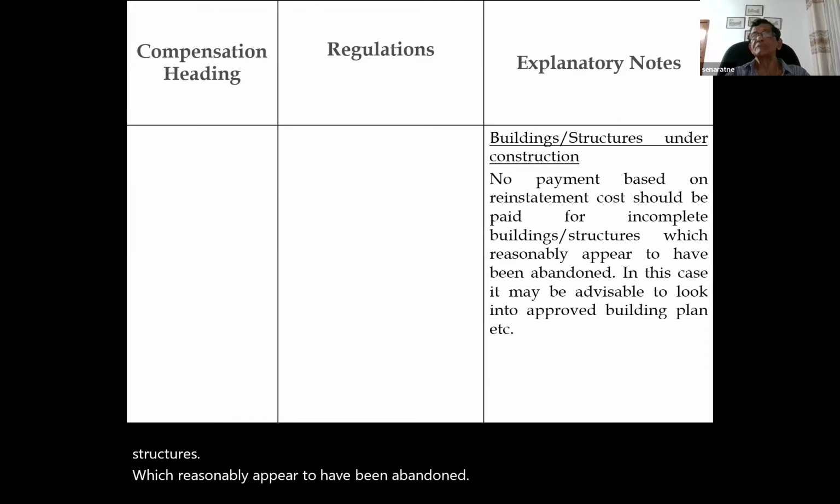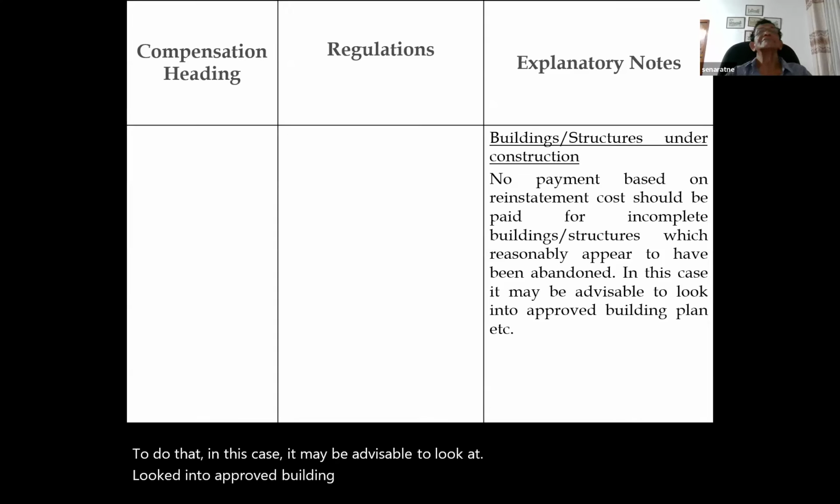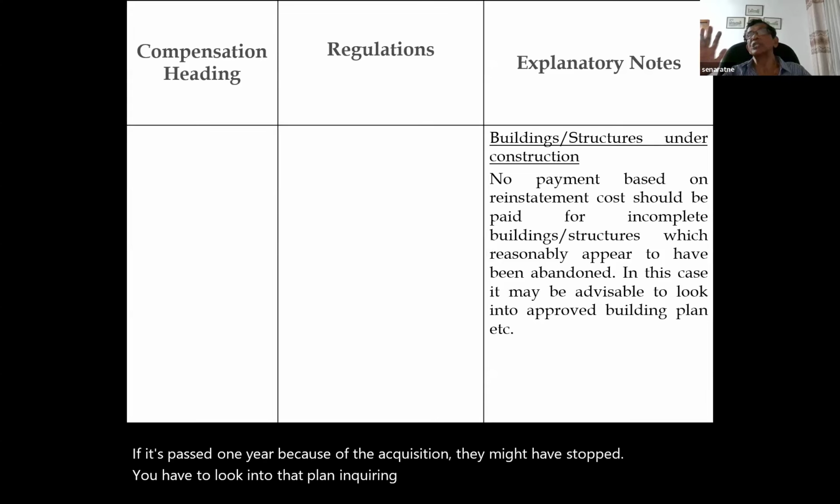How do you determine? Generally, buildings under construction are acquired. How do we determine whether they are abandoned or not? In this case, it may be advisable to look into the approved building plan. For any building under construction, there should be an approved building plan. If the approved building plan is available, generally they give a validity period of 1 year. If it's past 1 year, because of the acquisition, they might have stopped. You have to inquire into that and then determine that the building is not abandoned.